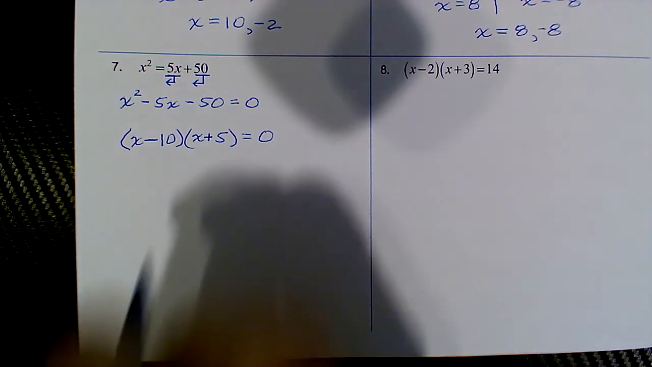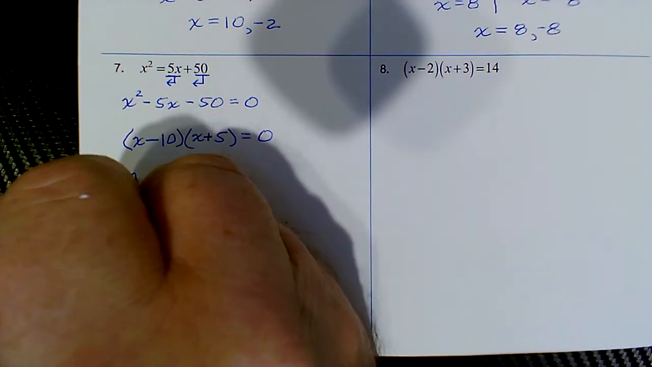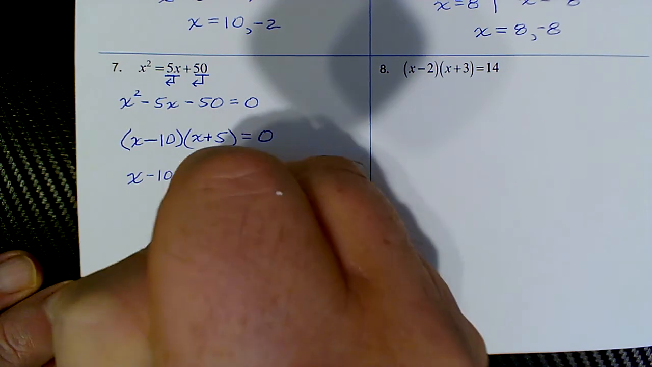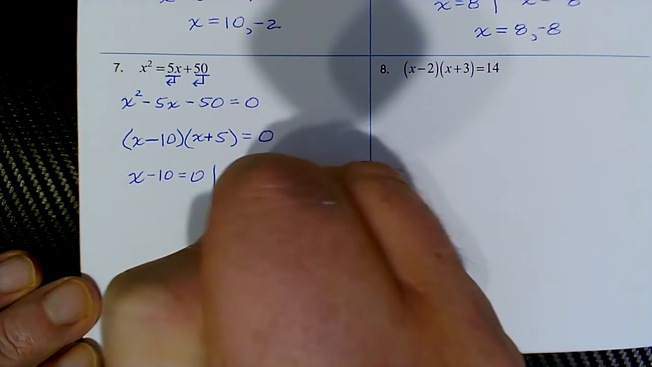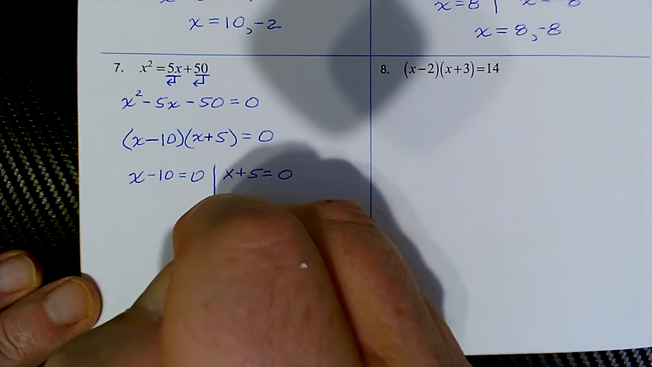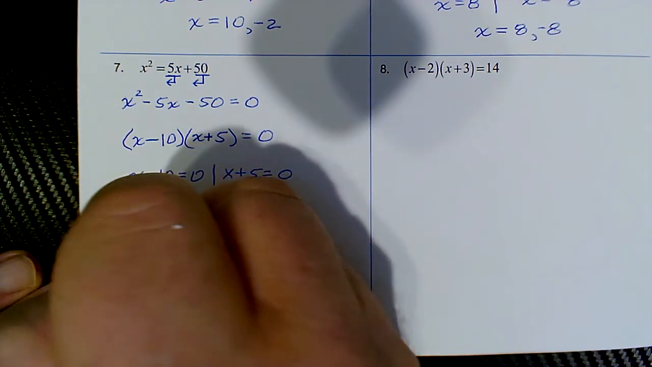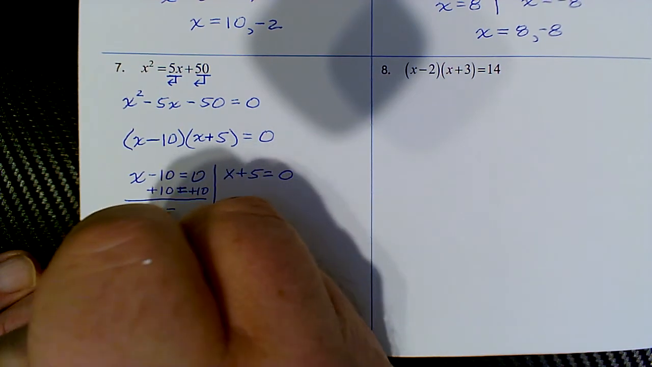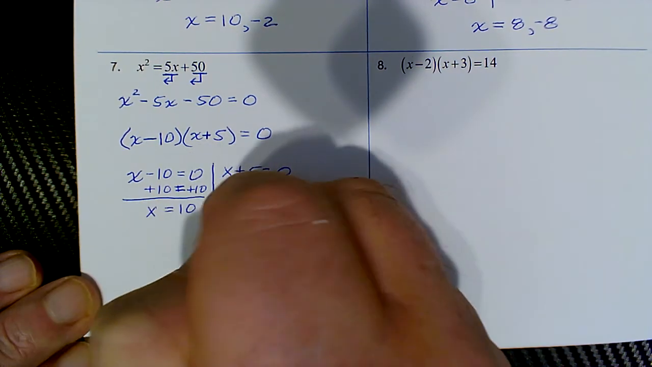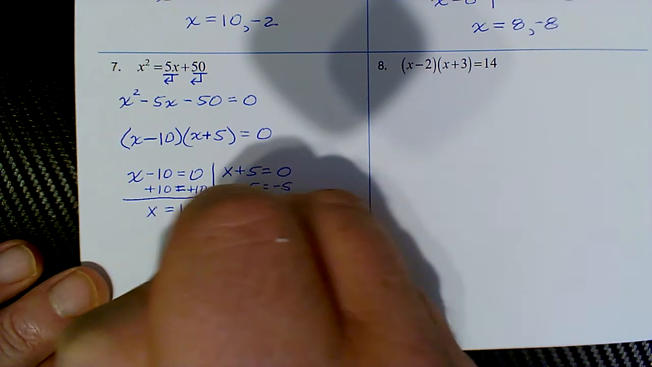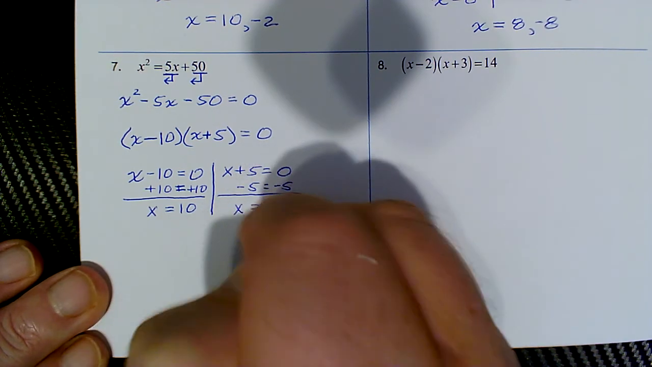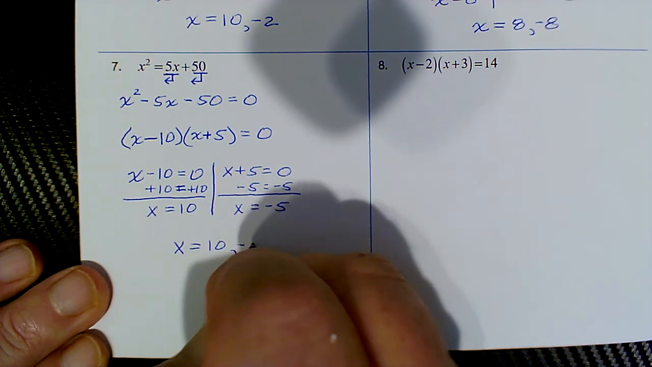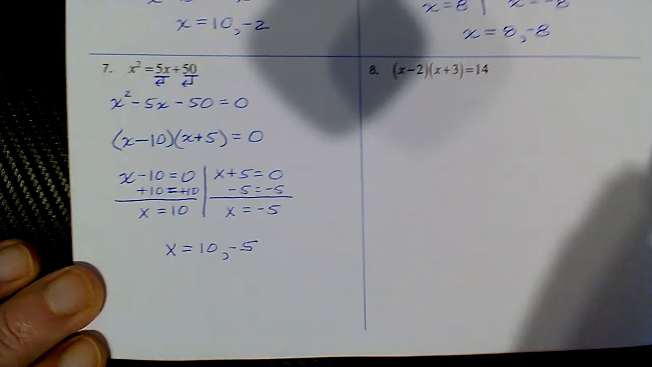And now we proceed by setting each of those factors equal to 0. That's our 0 factor property. So x minus 10 is 0, and x plus 5 is 0. And so adding 10 to both sides, we get x is 10 as one solution, and subtracting 5 from both sides, we get x equals negative 5 as the other solution. So our two solutions are 10 and negative 5.